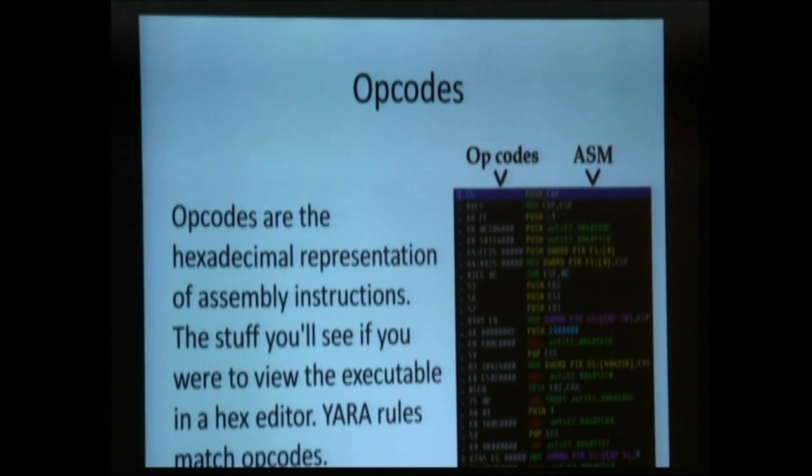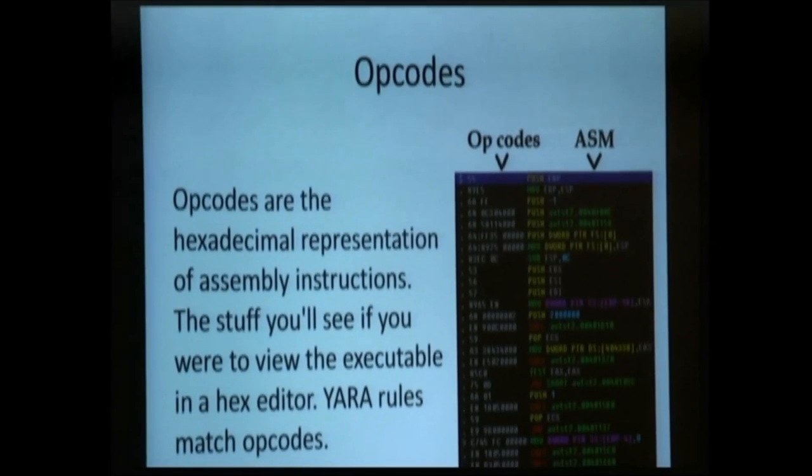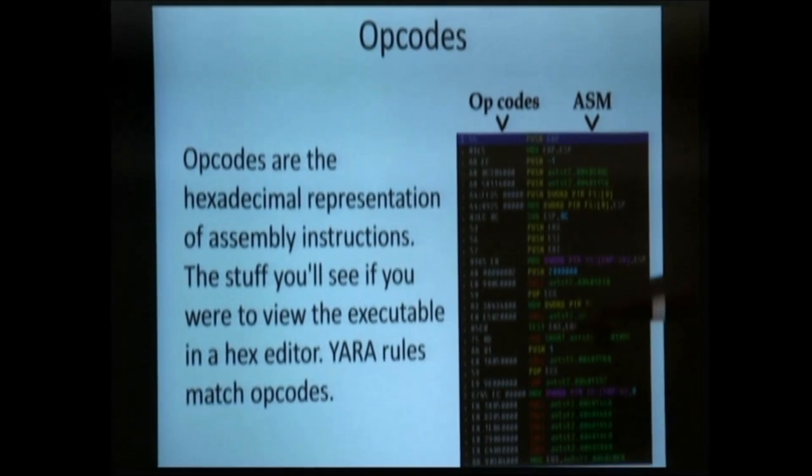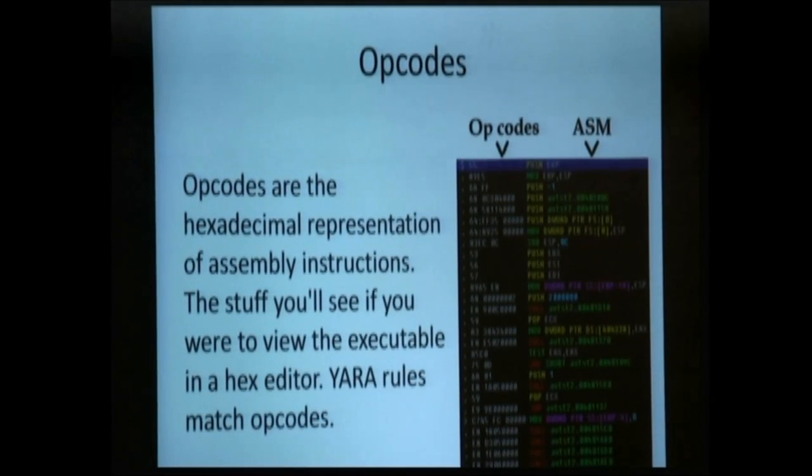Opcodes. Opcodes are the hexadecimal representation of assembly instructions. It's the stuff you see if you open it up in a hex editor. YARA rules match these opcodes for the most part. As you can see, we have our assembly opcodes. I think you already went over this. Did you? All right. As you can see, though, for example, a call instruction will start off with E8.